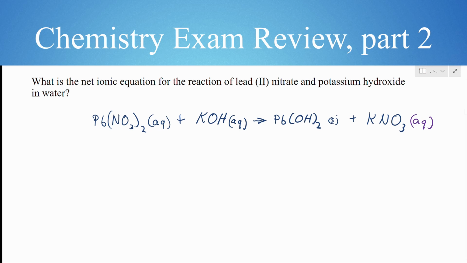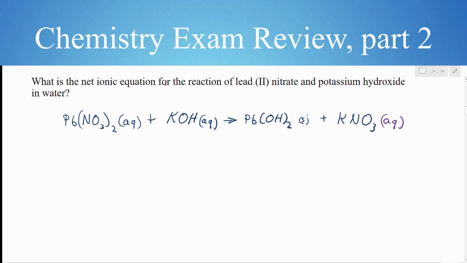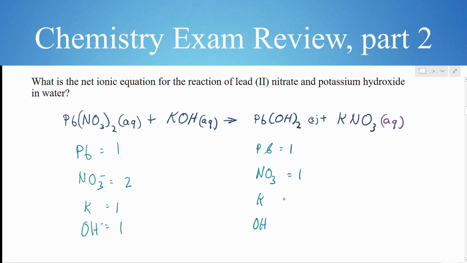Next, we need to balance this equation. These little (aq) and (s) labels are just determined by a solubility table or chart. You can easily find one online just by typing solubility chart or table into the search bar. Because we are doing a net ionic equation problem, we need to balance this equation. So we're going to count the number of each element on each side, keeping polyatomic ions as a unit. We have 1 lead on this side, 2 nitrates, 1 potassium, and 1 hydroxide. We'll do the same for the right side. So we have 1 lead, 1 nitrate, 1 potassium, and 2 hydroxides.